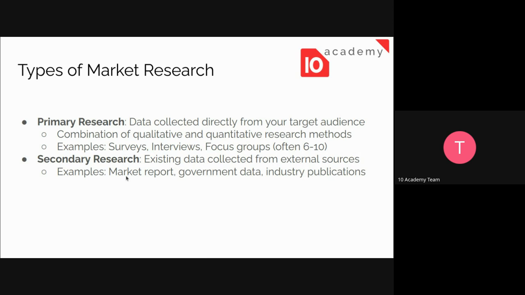The second category of market research is called secondary research. In this process, we already have data, okay? And we will use the existing data that we have collected so far from external sources. It may be a market report, government data or industry publication. And then we don't necessarily need to start doing a survey, interview or focus group. No, we will use the existing data collected from external sources. When we start doing that, we call that secondary research.